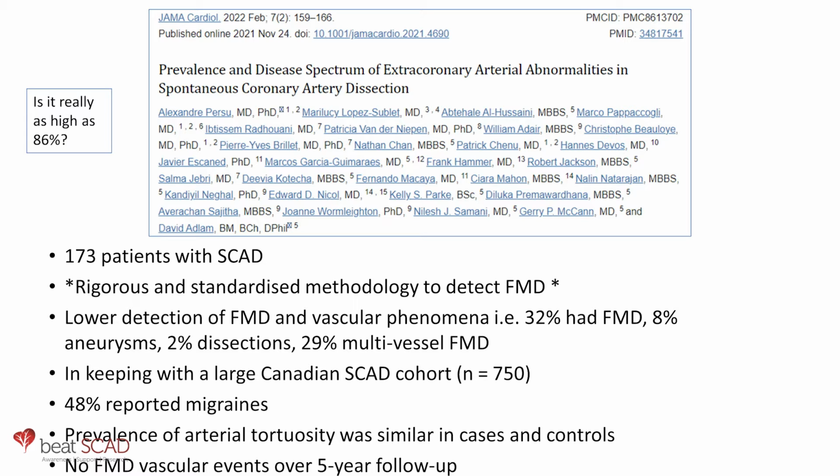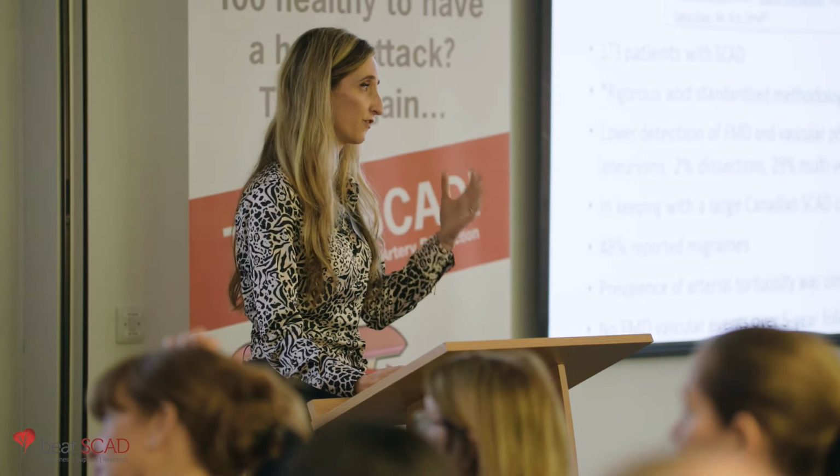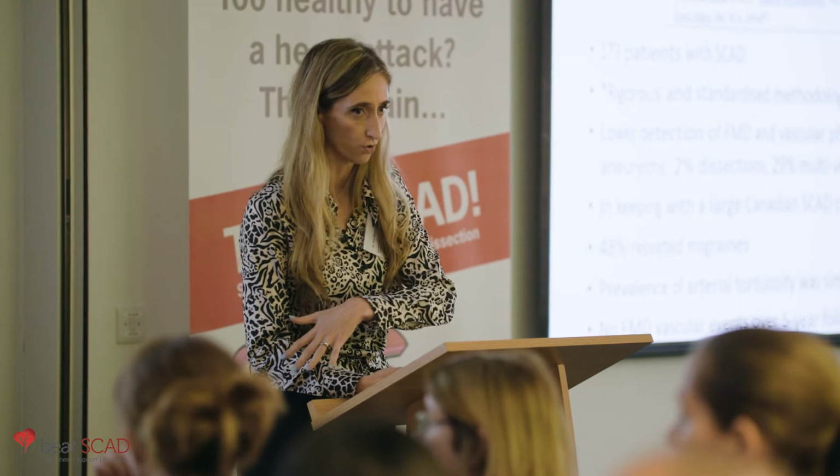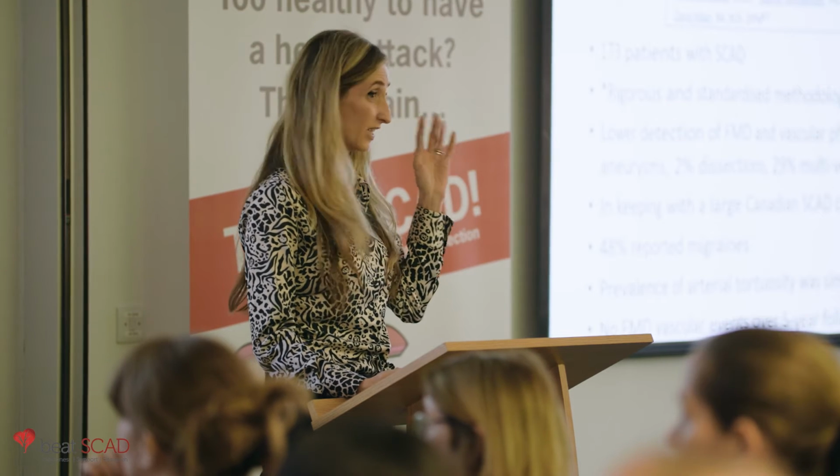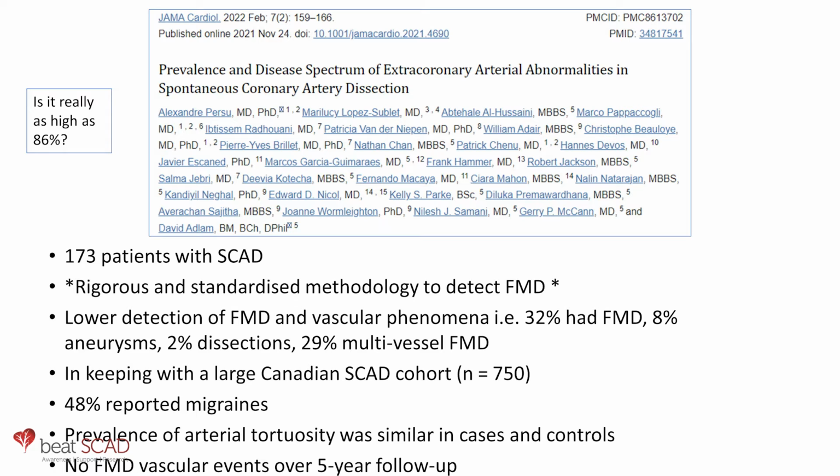And the beauty of this paper is that very rigorous, standardized methodology was used to diagnose FMD, because we often find that FMD can be overcalled or undercalled depending on the imaging. So this was very much looking at gold standard methodology. And what they found was that there was a lower detection of FMD and a lower detection of other vessels being involved. So 8% having aneurysms, 2% having dissections. And these findings are in keeping with a large Canadian cohort. So 750 patients also had similar lower levels of FMD.